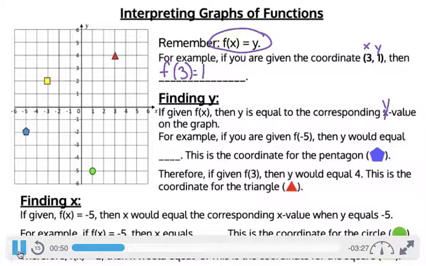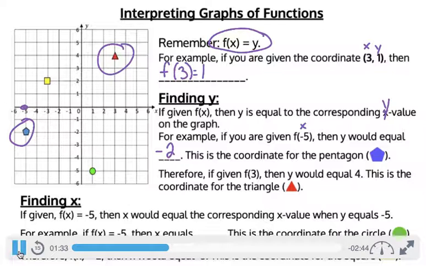So for example, if you were given f of -5, we need to find -5 along our x-axis. So here's our x-axis, here is 5. We can see that right here we have a shape where x is -5. So we would write that f of -5 is equal to -2, because -2 is the corresponding y value. And as you can see, this is the coordinate for the pentagon. Therefore, if given f of 3, then y would equal 4, because at x is 3, we have another shape where y equals 4. And this is the coordinate for the triangle.